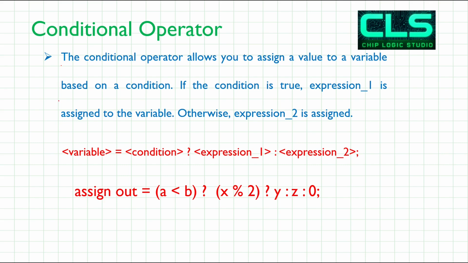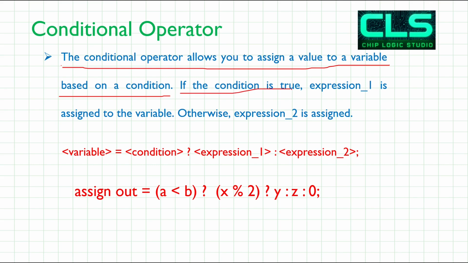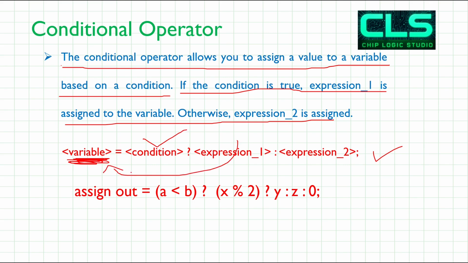The conditional operator, which I mostly use, allows you to assign a value to a variable based on a condition. Basically, if the condition is true, it will assign that to our output. If the condition is true, then expression 1 will be assigned; otherwise, expression 2 is assigned. So it is a simple thing: you have a variable or your output, and if the condition is true, expression 1 will be assigned, and if the condition is false, then expression 2 will be assigned. Now you can use this like a nested if-else.